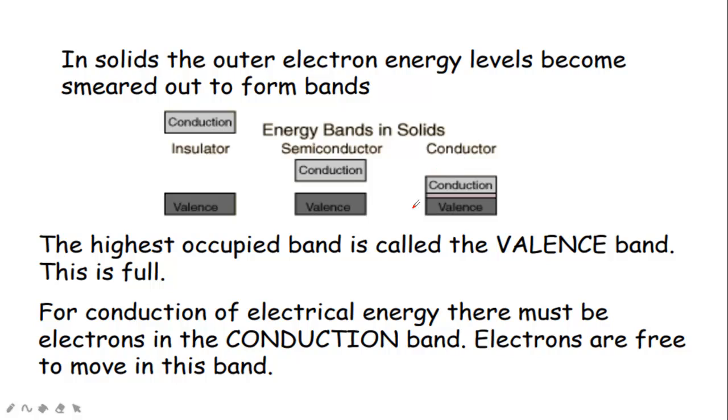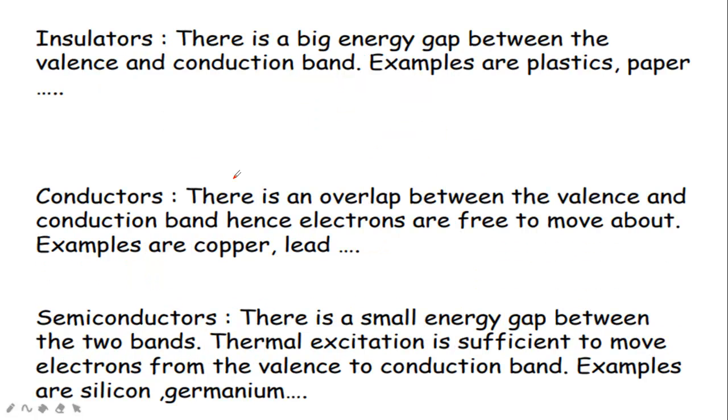Look at this conductor: if there is no energy gap, electrons may travel from here to here very easily. That is why conductors can conduct electricity. Semiconductors have some energy band gap, which is why we have to excite some electrons from here to here. And insulators have the highest energy band gap. Okay, so these are the definitions. I think you know these things now.